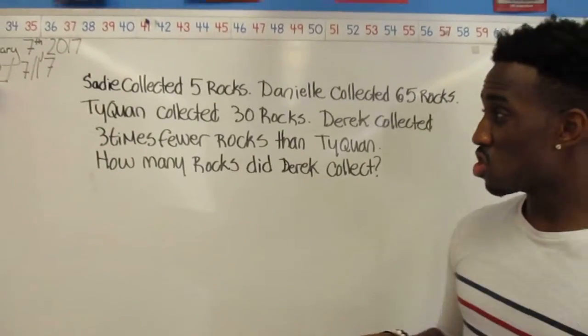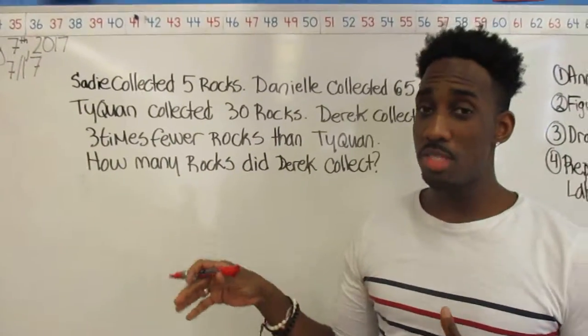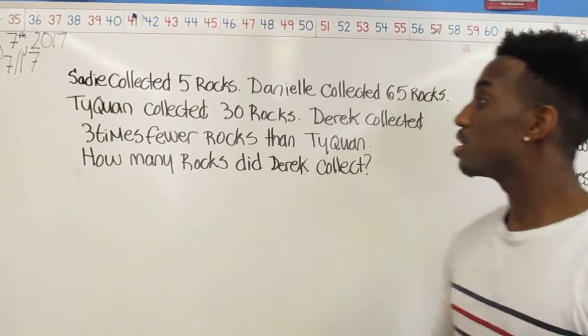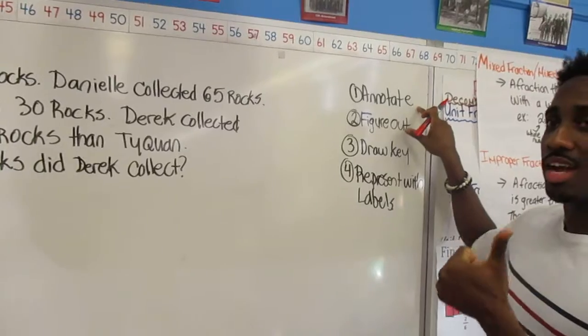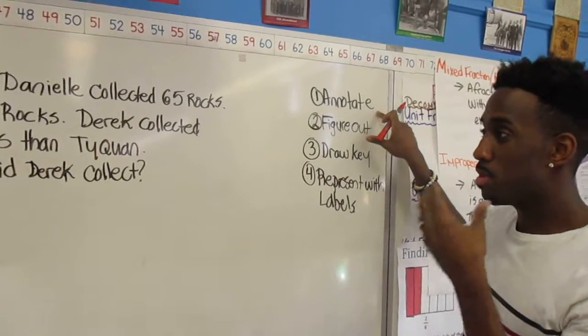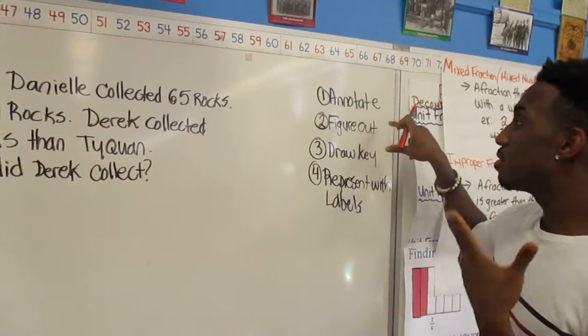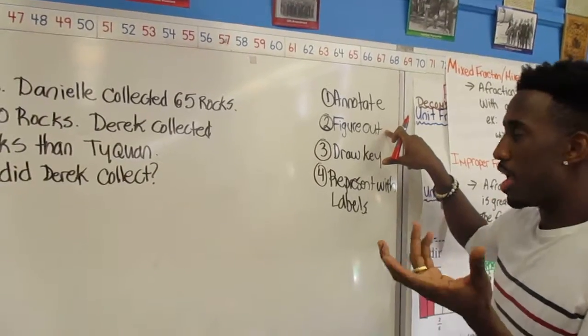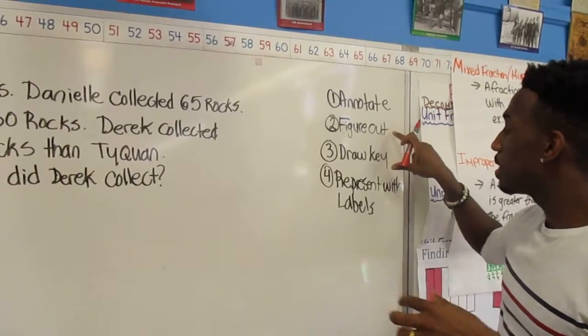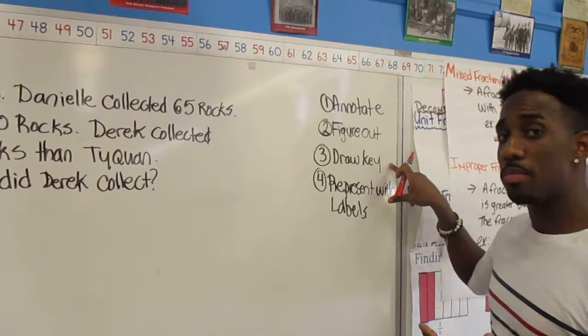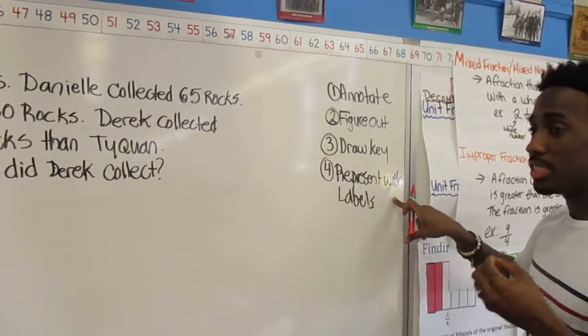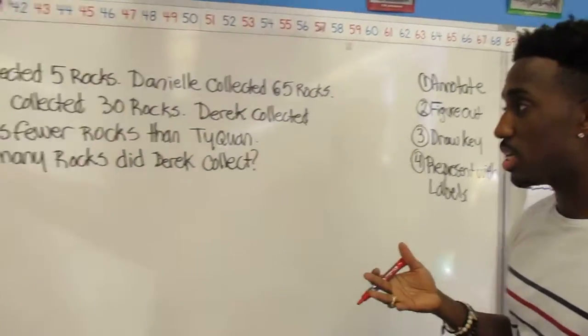All right, so now I'm going to show you how we solve story problems by following 4 steps. First step is we annotate the problem, we underline it, we mark up the problem, and try to figure out what we know. Second step is we figure out, again, what we're trying to figure out in the problem. The next step is to draw a key with all of the relevant information from the problem. And lastly, we represent with labels, and then of course we're going to solve.